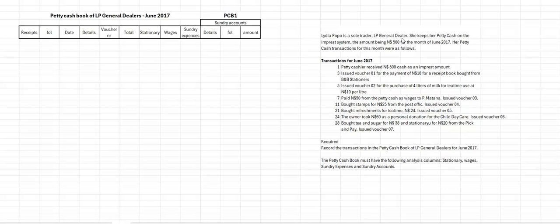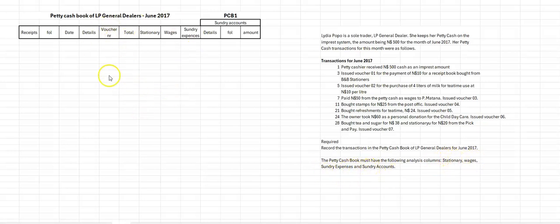So she is a small grocery shop. She keeps the petty cash on the Imprest system, which is a computerized system, the amount being $500 for the month of June 2017. Her petty cash transactions for this month are as follows, and here we have a list of our transactions. It says here: required, record the transactions in the petty cash book for LP General Dealers, June 2017. The petty cash book must have the following analysis columns: stationery, wages, sundry expenses, and sundry accounts.